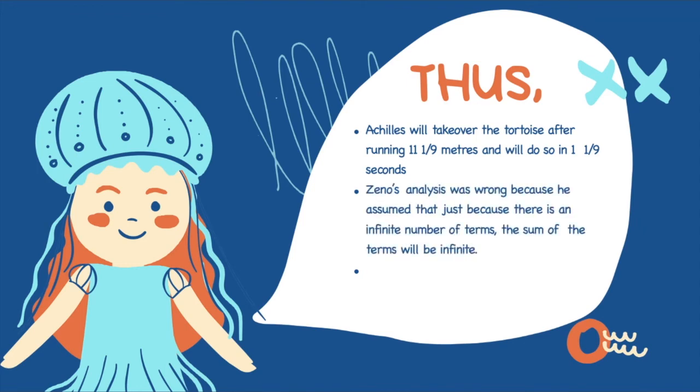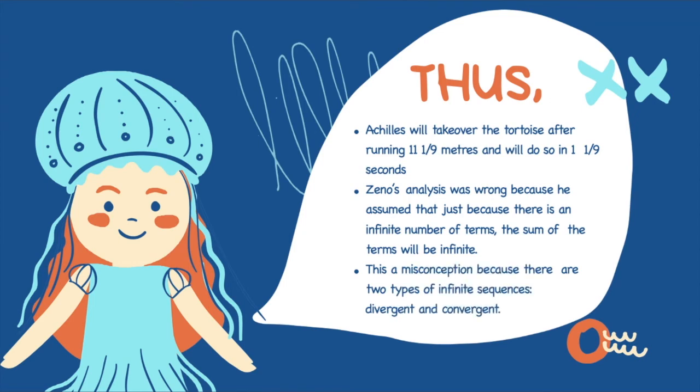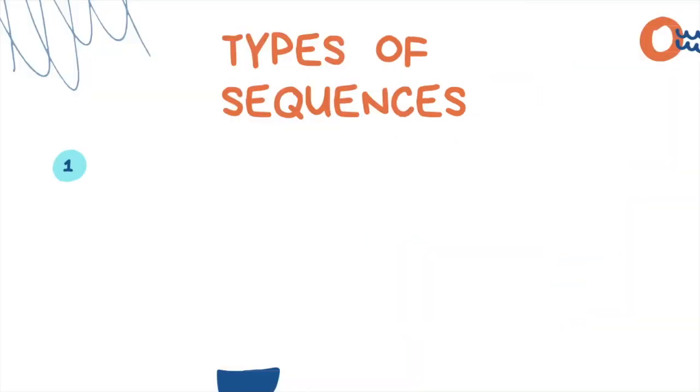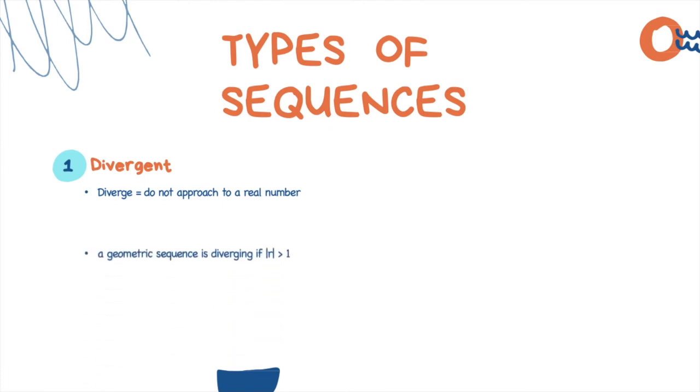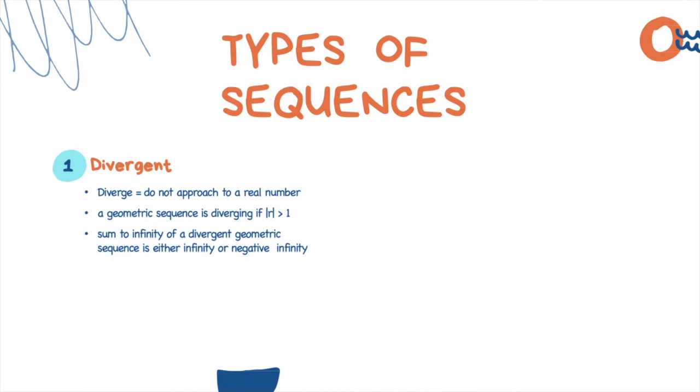From this, we can also now know that Zeno's analysis was wrong because he assumed that just because there is an infinite number of terms, the sum of the terms will be infinite. This is a misconception because there are two types of infinite sequences, divergent and convergent. Divergent sequences diverge, or do not approach a real number. A geometric series is diverging if the absolute value of its common ratio is larger than 1, and its sum to infinity will be either infinity or negative infinity.